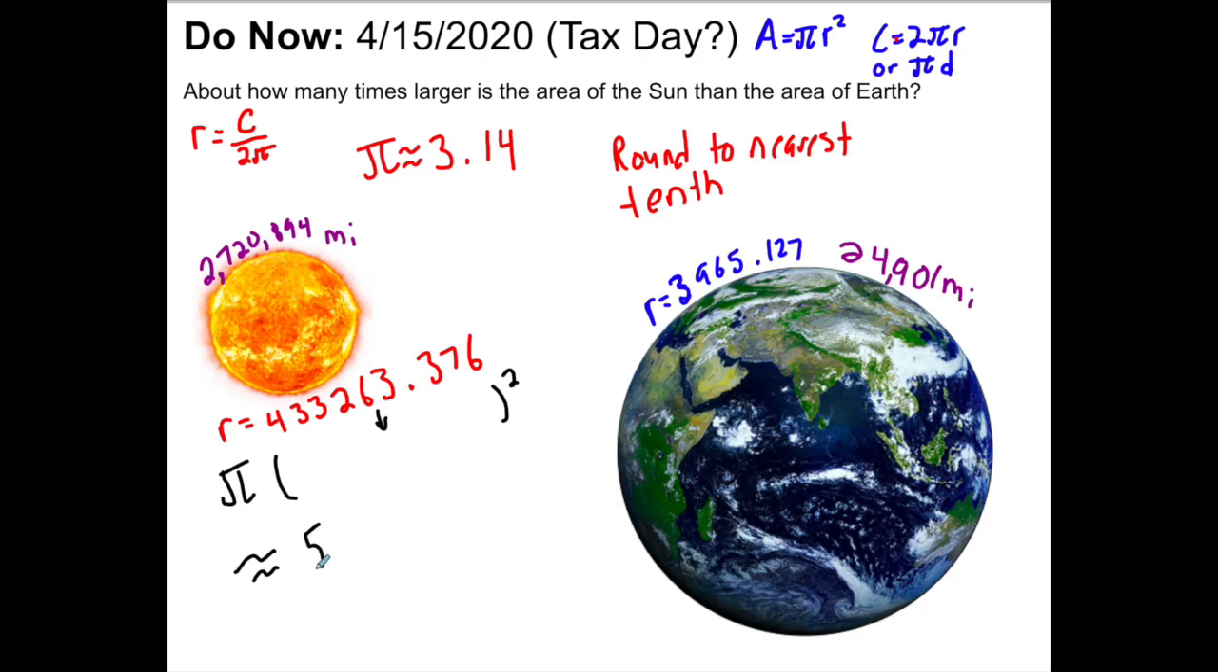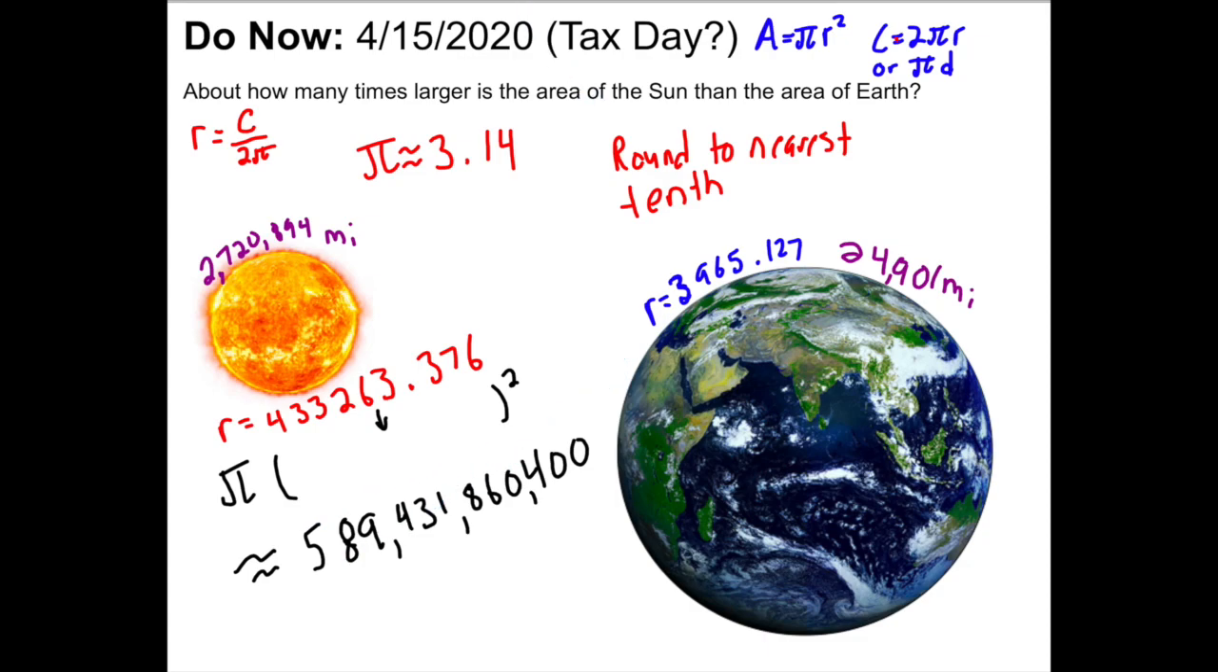I get 5, let me see if I can figure this out. I get 589,431,860,400. So that's the area. That's giving me about the area of the Sun right here.